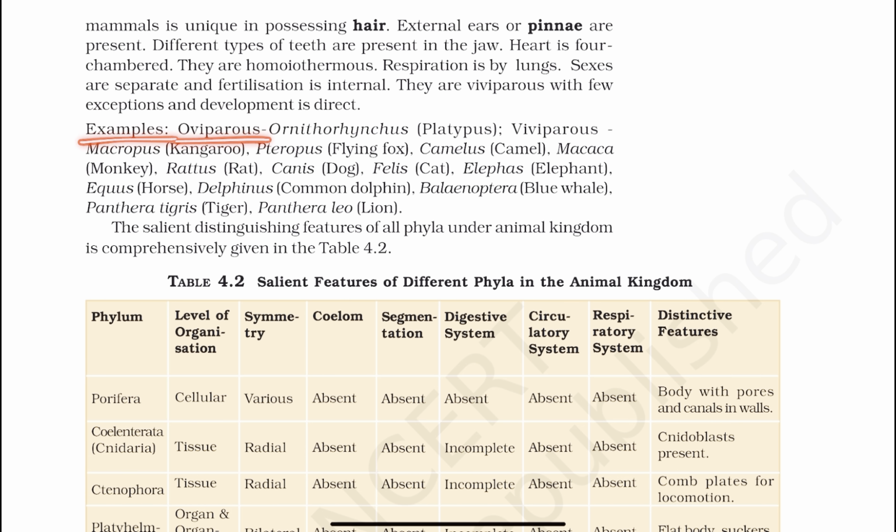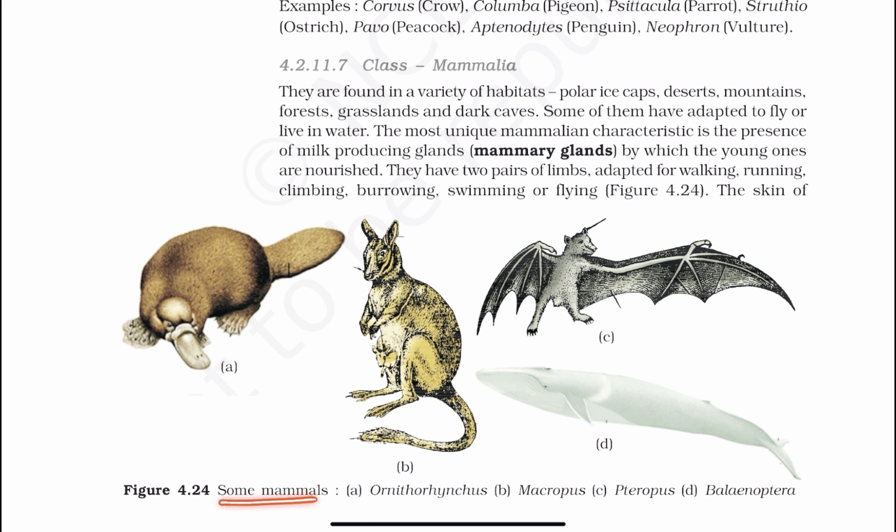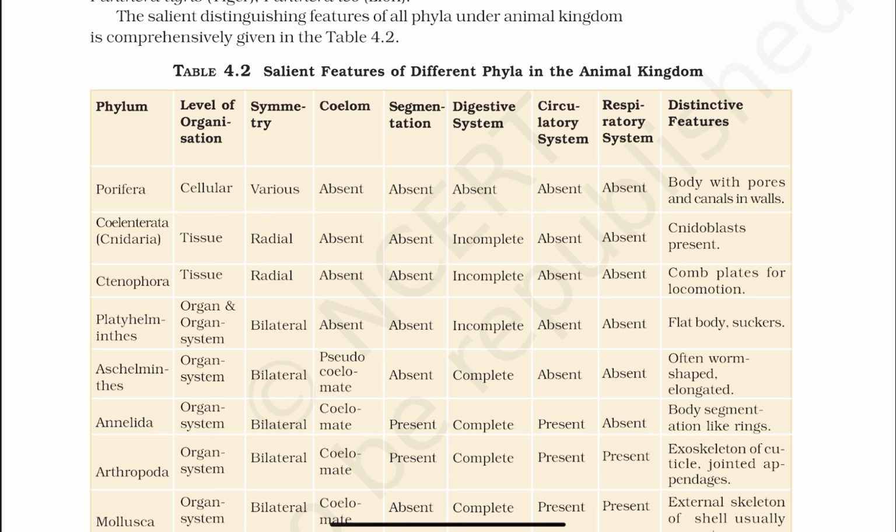Examples: oviparous Ornithorhynchus platypus; viviparous Macropus kangaroo, Pteropus flying fox, Camelus camel, Macaca monkey, Rattus rat, Canis dog, Felis cat, Elephas elephant, Equus horse, Delphinus common dolphin, Balaenoptera blue whale, Panthera tigris tiger, Panthera leo lion. Figure 4.24 Some mammals: A. Ornithorhynchus, B. Macropus, C. Pteropus, D. Balaenoptera. The salient distinguishing features of all phyla under kingdom Animalia are comprehensively given in Table 4.2.